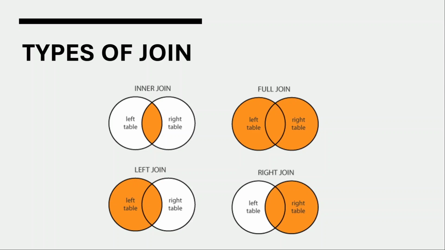Left join takes all rows from the left dataset and matching rows from the right dataset. And last, right join takes all rows from the right dataset and matching rows from the left dataset. So this is the basic information about these types. Now let's jump to the coding part and see how to aggregate different types of files in Python.